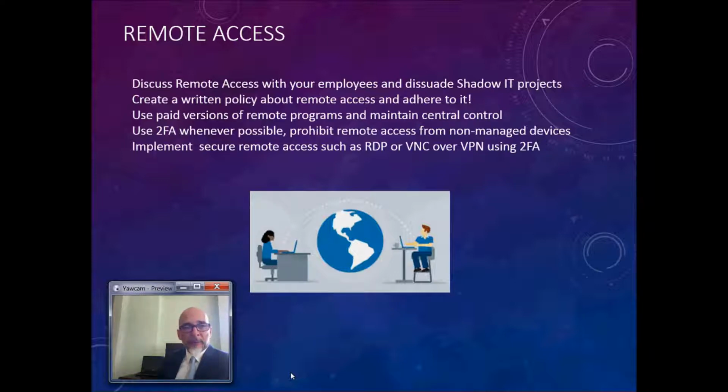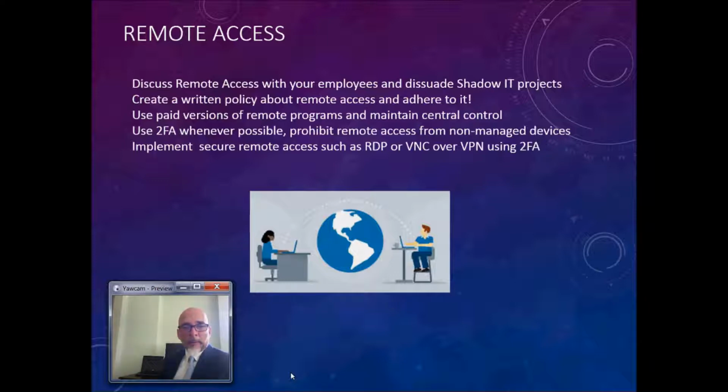If you use paid versions of the remote access programs, then they can all be grouped together into a single user interface, and you maintain better control. So when an employee leaves the organization, you can go into there and shut down their access. And this is something that's not possible when shadow IT projects are going on and these programs are being installed freely. Use two-factor authentication whenever possible. This adds a second layer of security and requires that a user either answer their phone or reply with a text that's been sent to their phone, or enter it into the session as an additional layer of security.